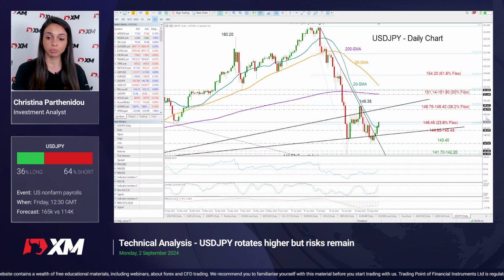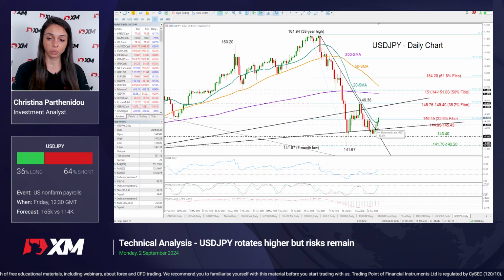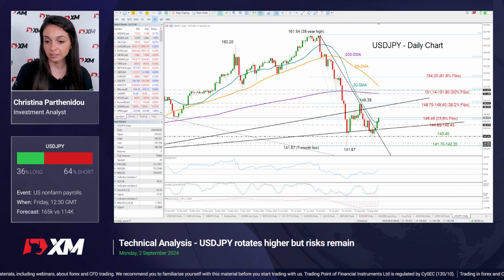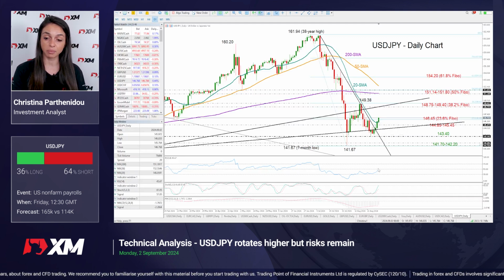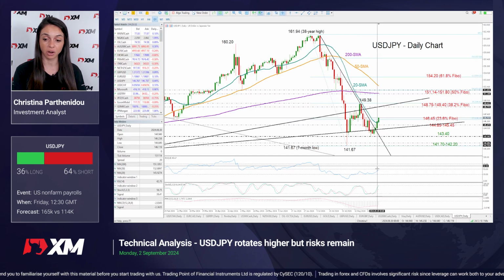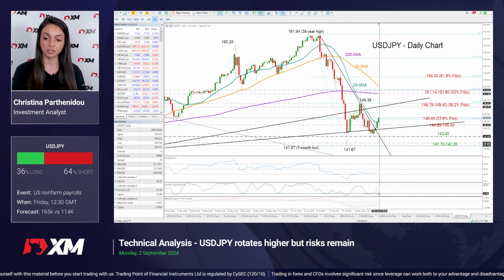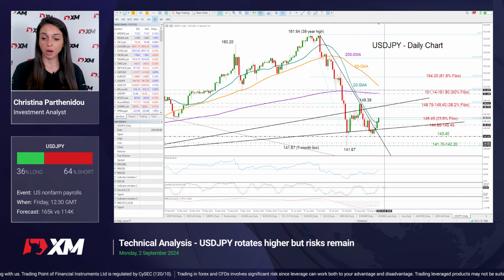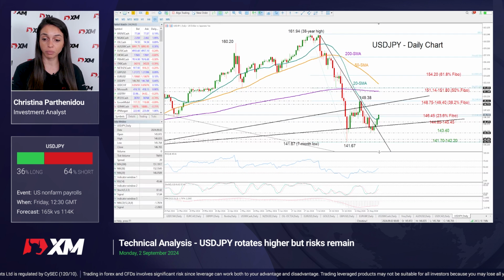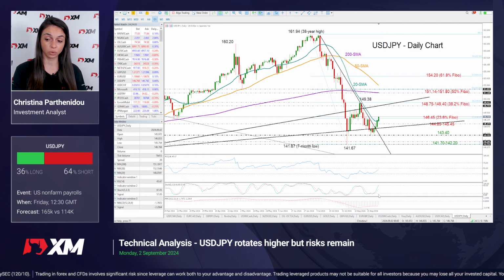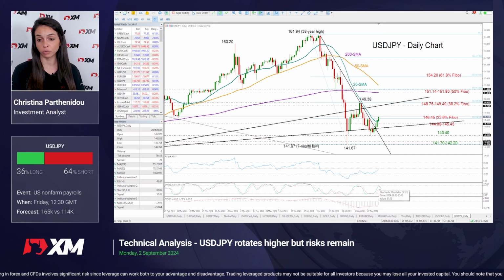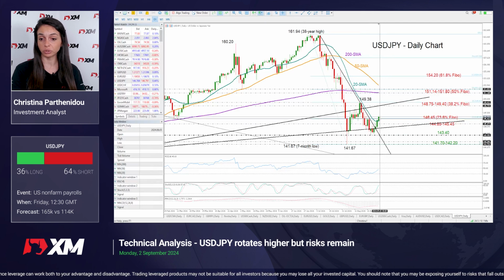Now, if the data surprise to the upside, dollar yen might extend its recovery phase, and this is something that the technical indicators are also backing at the moment. The RSI is sloping upwards, the stochastic oscillator is also moving higher. However, we can see that the RSI is not above its 50 neutral mark yet, and the stochastic oscillator is very close to its 80 overbought level. So that suggests that additional increases might be short-lived.